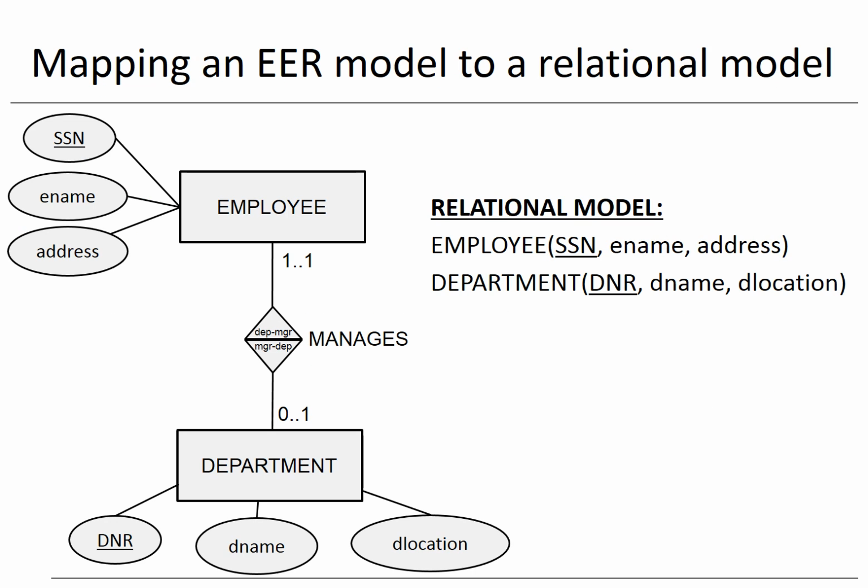Let's consider the manager's relationship type between employee and department. Remember, an employee manages either 0 or 1 department, whereas a department is managed by exactly 1 employee. In other words, department is existence dependent from employee. We create relations for both entity types and add the corresponding attribute types. The question now is how to map the relationship type.